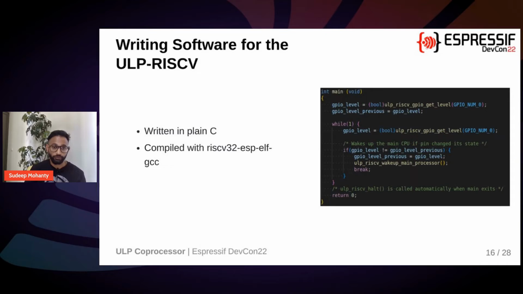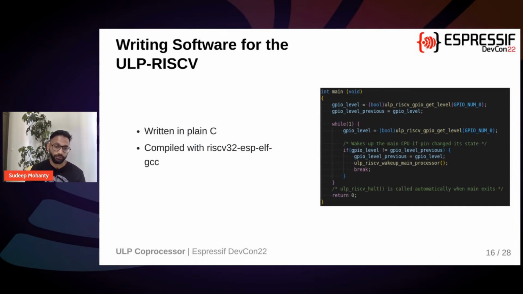Moving on to the ULP RISC-V. This ULP RISC-V is programmed in plain C language. We're all familiar with this. This is compiled using the RISC-V toolchain that comes with Espressif's ESP-IDF. And this would probably be more familiar to people who are used to programming in C and working with IDF for other applications.